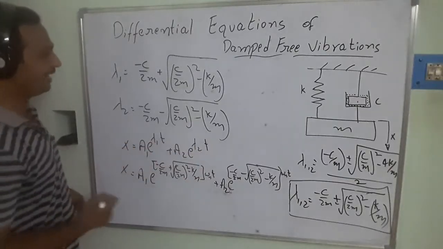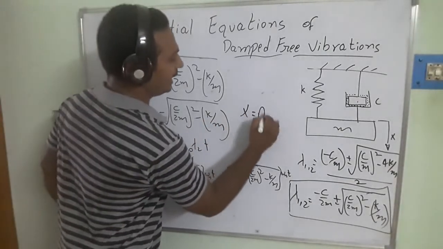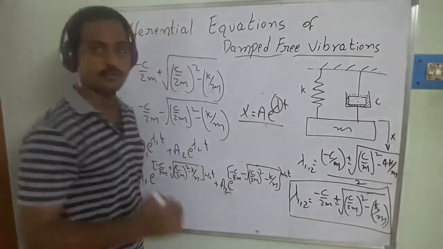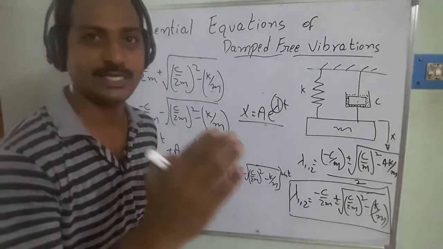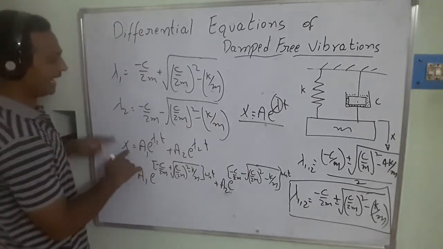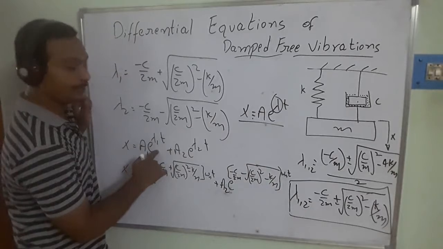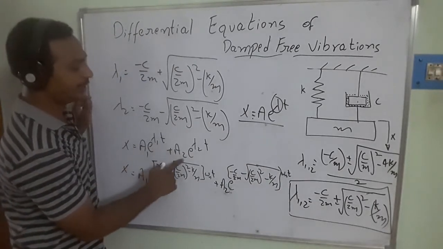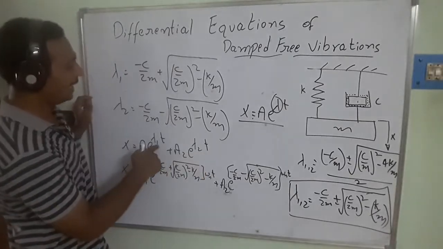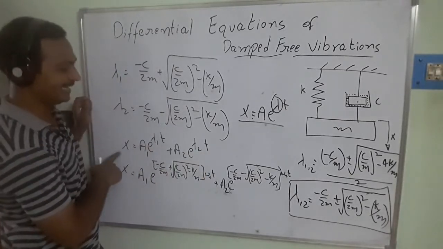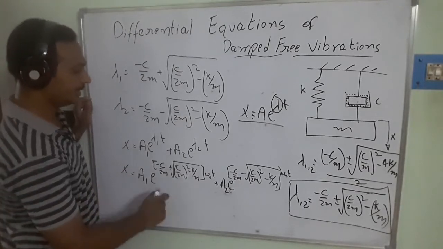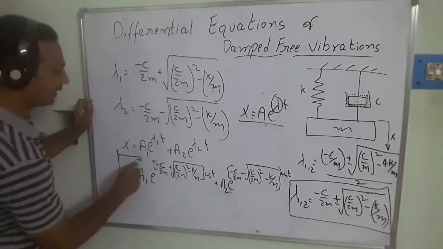Then we have that equation, x is equal to a e to the power of lambda t. In this case, two roots are available, lambda 1 as well as lambda 2, for the two cases. I have modified this equation into x is equal to a1 e to the power of lambda 1 t plus a2 e to the power of lambda 2 t. So then I substituted lambda 1 and lambda 2 in this equation, and this is the equation we have derived.